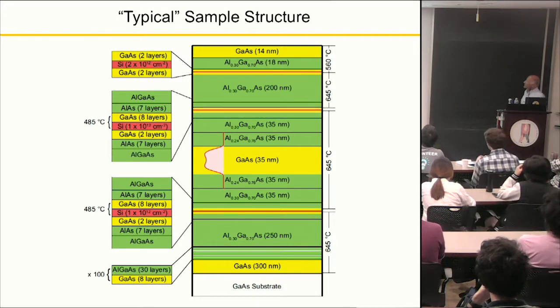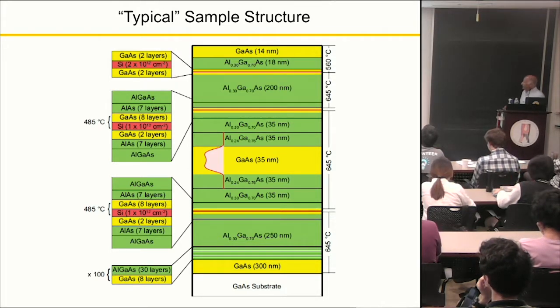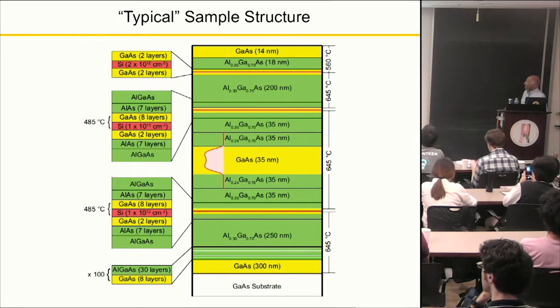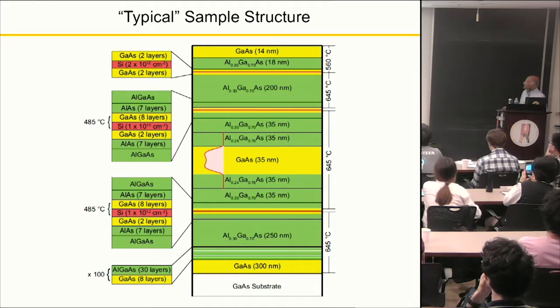So here is an example of a structure. It looks very complicated, but the main action is here. This is the gallium arsenide quantum well where the electrons are. These are the barriers, and these are the doping layers, the silicon doping layers.